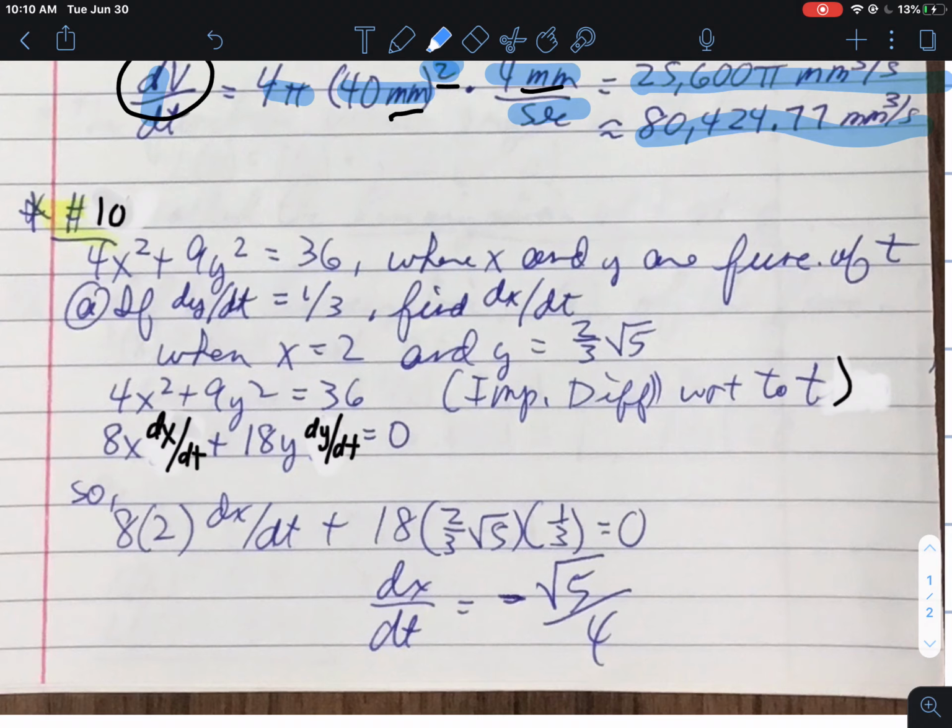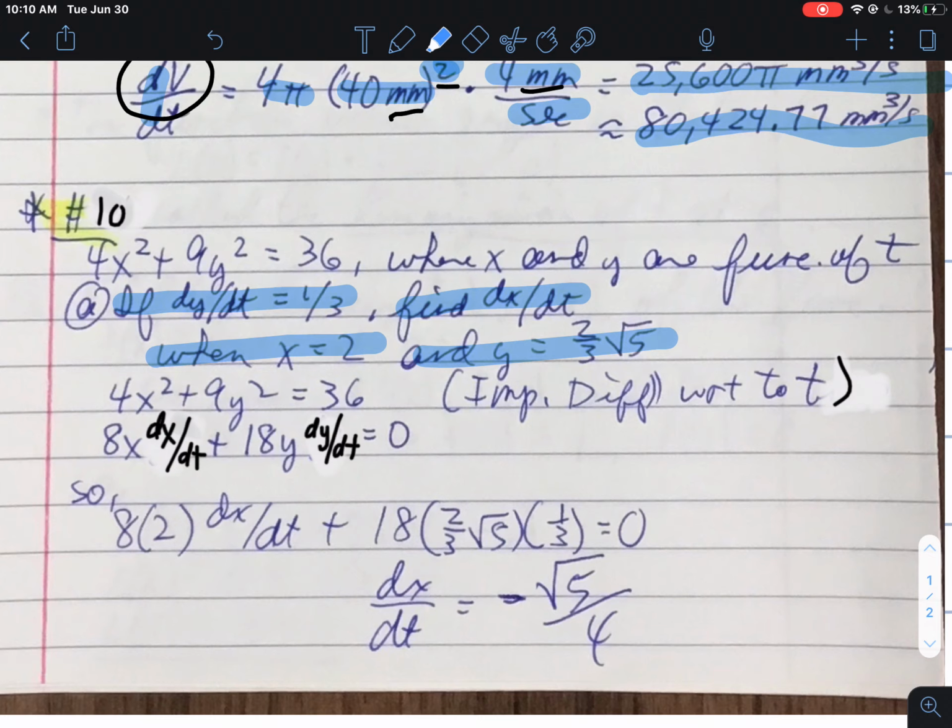So I'm looking at number 10 out of that homework. I've got the equation 4x squared plus 9y squared equals 36, given that both x and y are functions of t. So we're similar to the previous in that we are differentiating with respect to t. I'm just doing the first part of number 10. There's a second part to it, which is pretty much the same, it just changes the values. We're given that dy/dt is 1/3, and we want to find dx/dt at the point where x equals 2 and y equals that funky number 2/3 square root of 5.